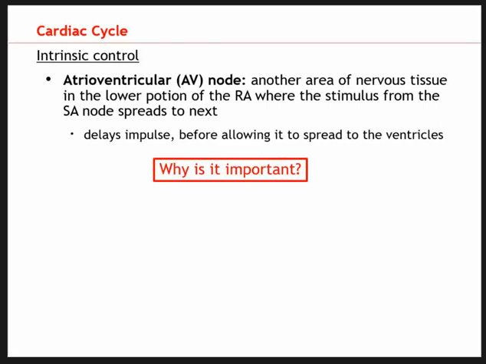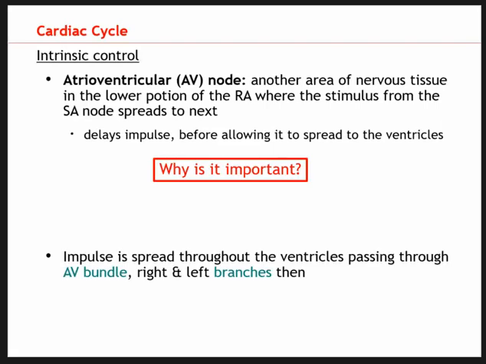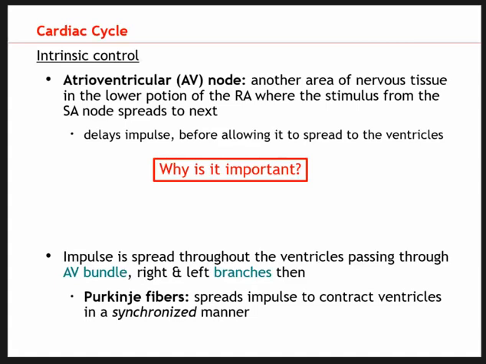Then what happens next? The impulse is spread through the right ventricles, passing through something called an AV bundle, and then the right and left bundle branches. Then it will pass to the Purkinje fibers. These Purkinje fibers allow the ventricles to contract in a synchronous manner. It basically guarantees that blood is being pumped effectively. Purkinje fibers also use as little energy as possible, so it makes the heart really efficient. When we have everything synchronous, we have a more efficient heart rate.